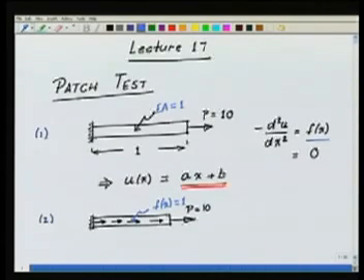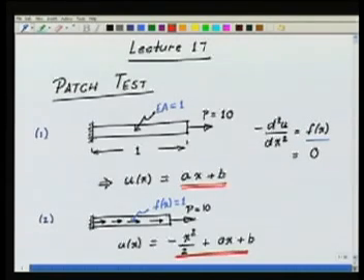So my u of x here will come out to be minus x squared by 2 plus ax plus b. Now, if you see, my exact solution is a quadratic. So I should write it here: in problem 1 the exact solution is linear, and here it is quadratic.